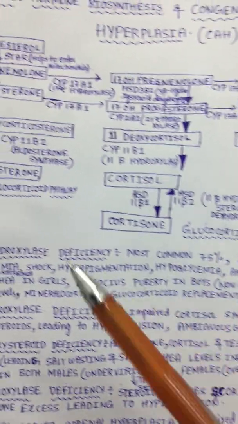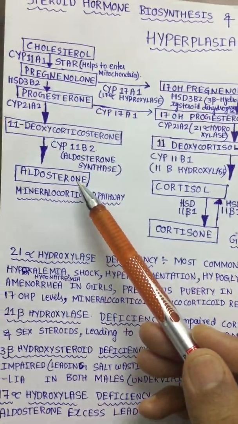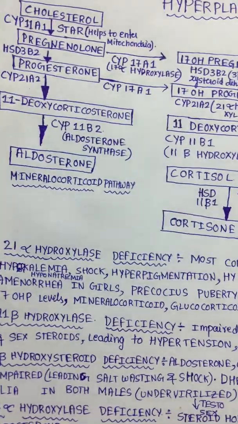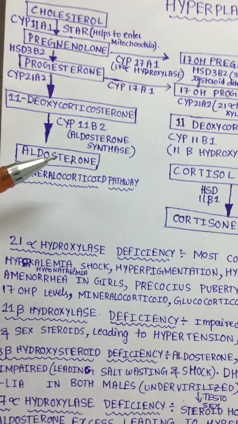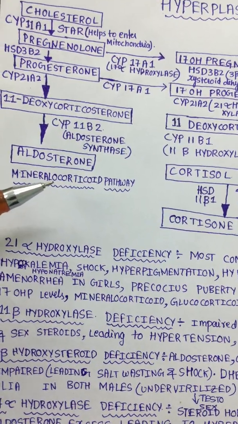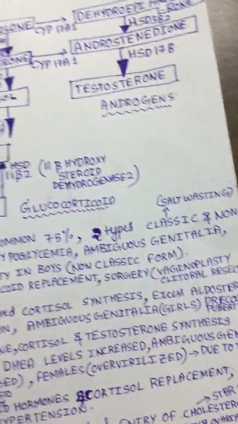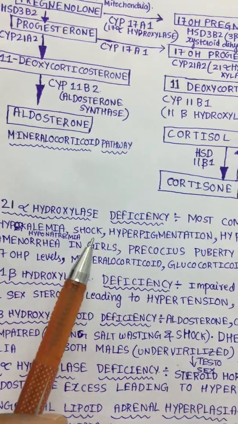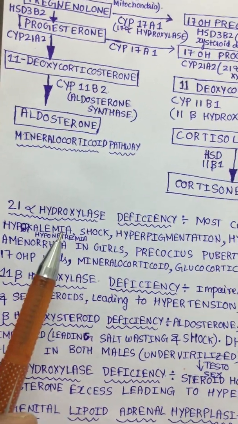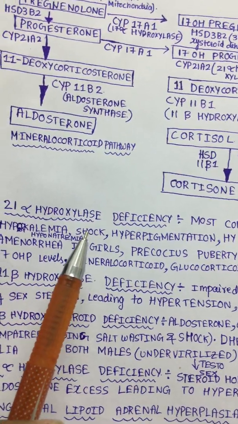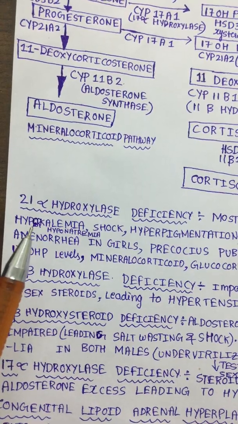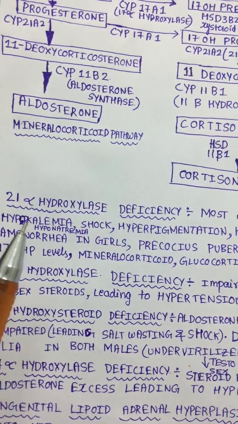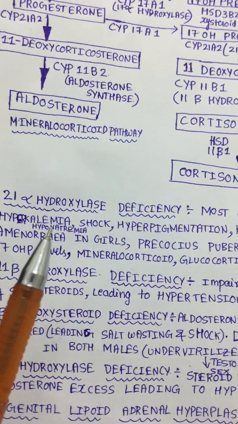Aldosterone and cortisol are deficient. Aldosterone helps in sodium and water retention and potassium excretion. So when aldosterone is deficient, sodium and water are lost in the urine. That's why it is called the salt wasting type. When more sodium and water are lost in the urine, it leads to shock, meaning BP will be very low, with hypovolemia and also hyponatremia, because sodium is lost. Because potassium excretion is done by aldosterone, if it is deficient, potassium cannot be excreted, leading to hyperkalemia.